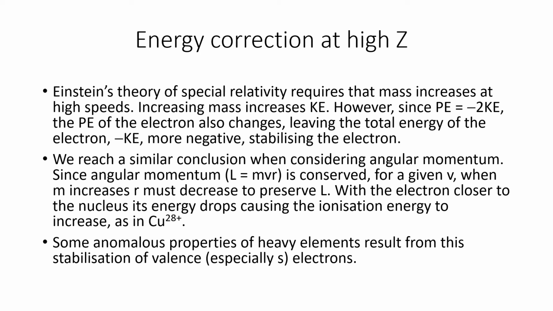And we can also think we get a similar answer looking at it in terms of angular momentum. So angular momentum is a conserved quantity, and it's equal to m v r, mass times speed times distance from the nucleus. So for a given velocity, if the mass starts going up because of this effect, in order for angular momentum to be conserved, r, the distance from the nucleus, would have to go down. And so it would follow that these orbits would shrink when the electron speed gets very high because of the mass increase to preserve the angular momentum. And so this causes the electron to kind of shrink in a bit towards the nucleus.